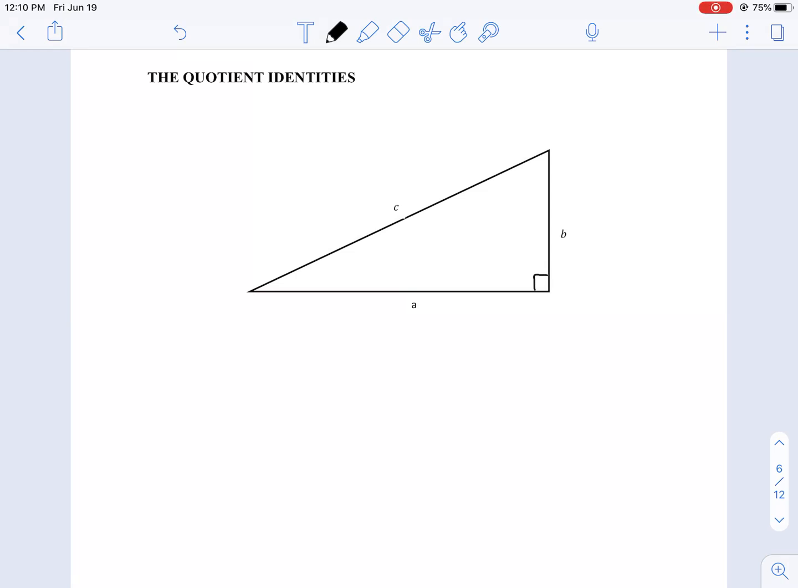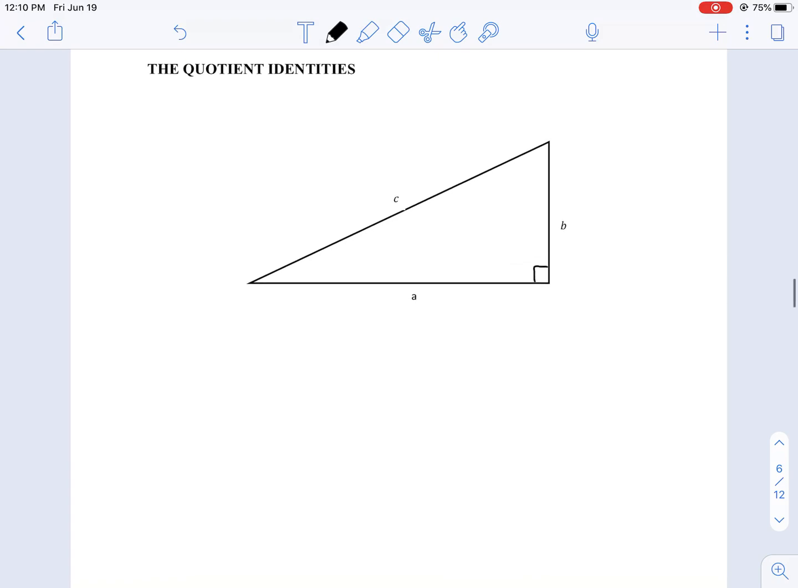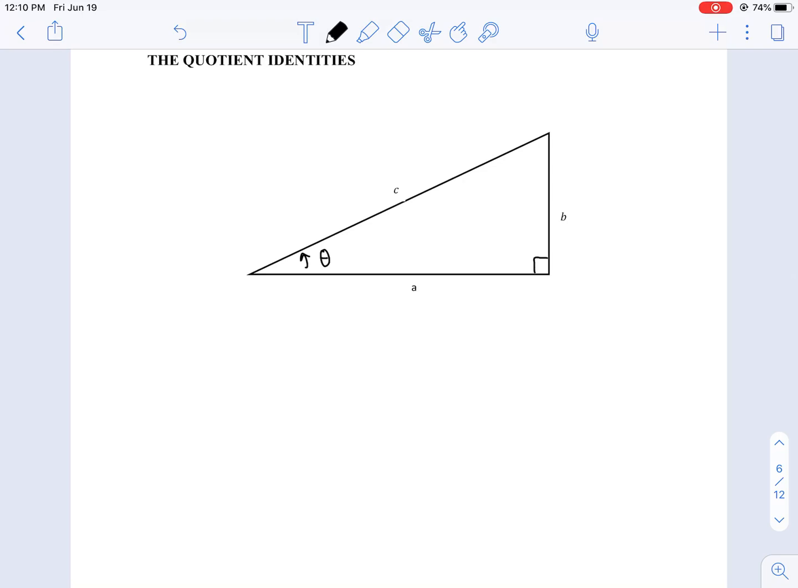Hello class, in this video I will be creating the quotient identities. And the quotient identities involve tangent and cotangent. So let's begin. Just like the reciprocal identities, I'm going to put theta in the bottom left-hand corner. And we're going to start with tangent.